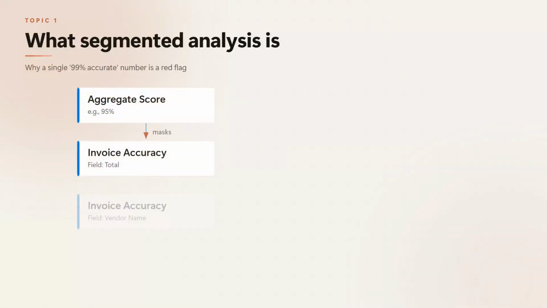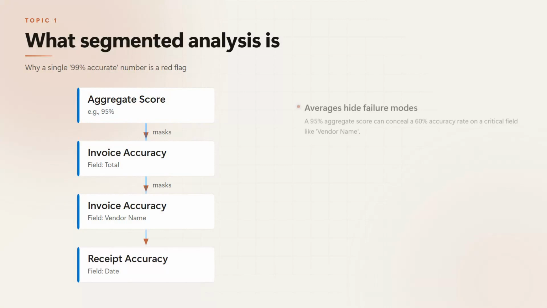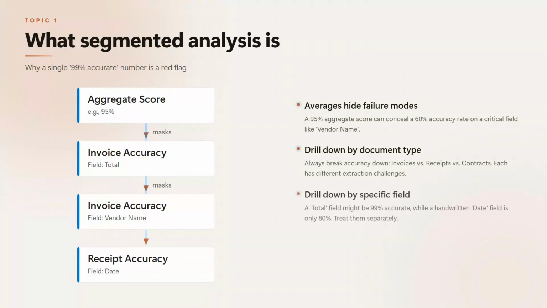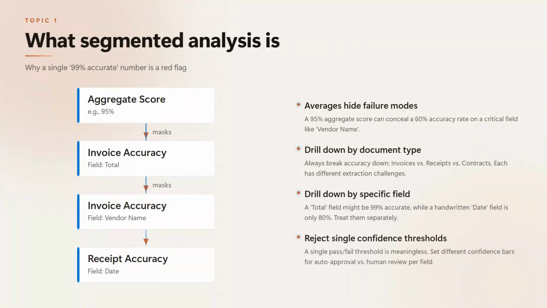Segmented accuracy analysis means you don't look at one number for the whole pipeline. You break performance down by document type and by field. It is not the same as setting a single confidence threshold and automating everything above it. That's the distinction people get wrong. A threshold is a blunt instrument that assumes uniform performance, but real-world extraction is lumpy. Segmented analysis shows you exactly where the lumps are.